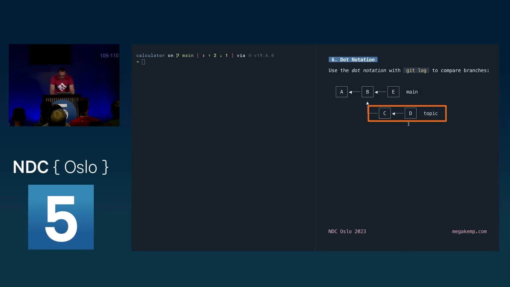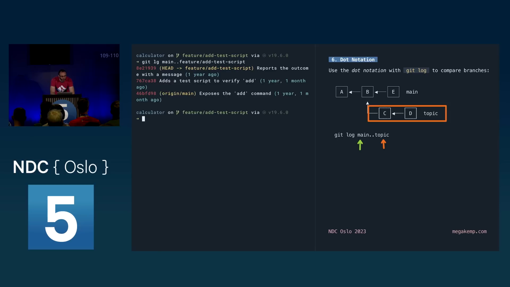So, in order to do that, you say git log main..topic. This means show me the commits that are not here, but that are here. So the first reference is always the negative. So not here, but there. Okay? So in this case, let's switch to a topic branch. I have a feature add test script. That's a topic branch. What commits are here that are not in main? So I can say git lg main..feature add test script. And I get this list.